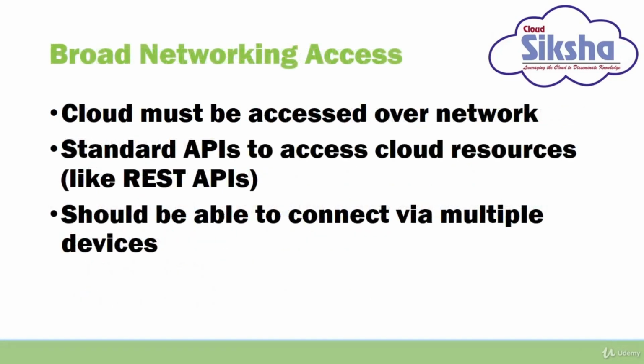The second characteristic, which I think almost everybody implicitly understands, is broad network access, which means that cloud requires a network. So you are accessing the cloud over a network. It could be your local network if you are using a private cloud, but mostly we are talking about being able to access it over the internet. And these resources should be accessible over some standard APIs. So you have REST APIs, which are given by most of these companies, where using those REST APIs, you can write your programs and access the resources.